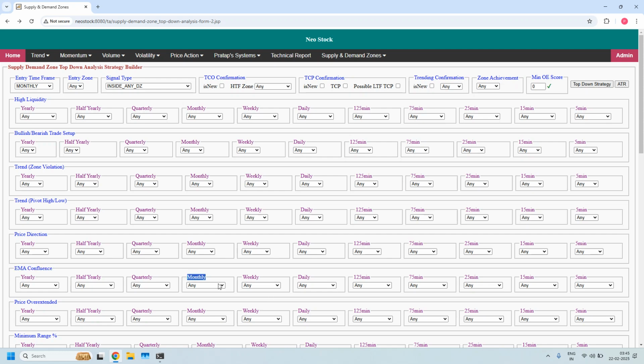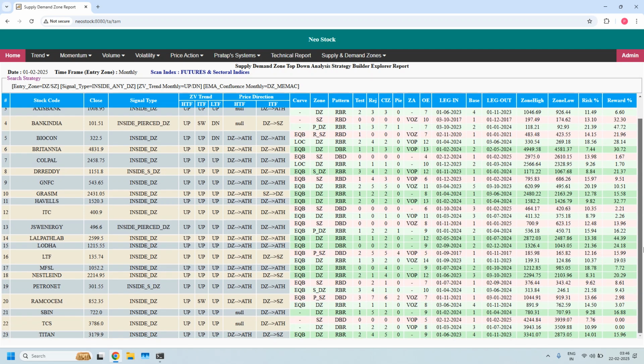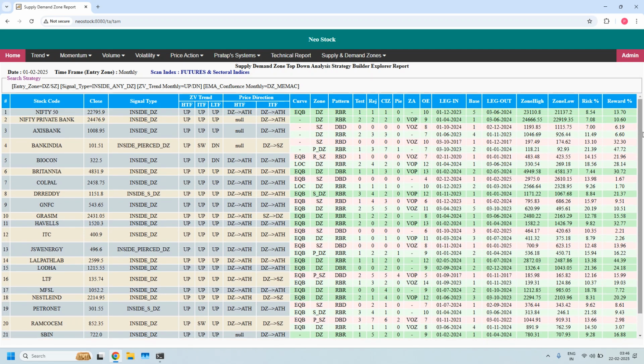At monthly time frame, I am selecting the option monthly demand zone having monthly EMA Confluence. And the trend on the monthly time frame should not be sideways. It can be up or down. With these filters, now the list has come down to 23 stocks. So first 21 stocks in the list.